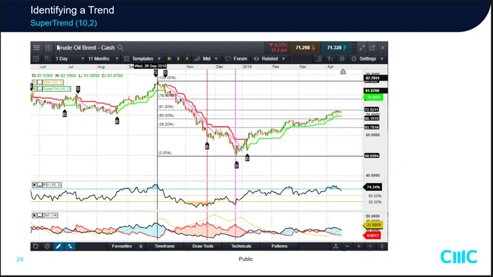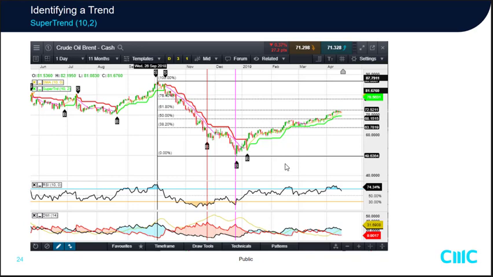And one more example is on crude oil. Here I have changed the SuperTrend parameter from 10 and 3 to 10 and 2. And it works pretty well in crude oil prices when there's a massive trend. So here a sell signal happens when green turns to red, and a bullish signal appears when red turns into green.